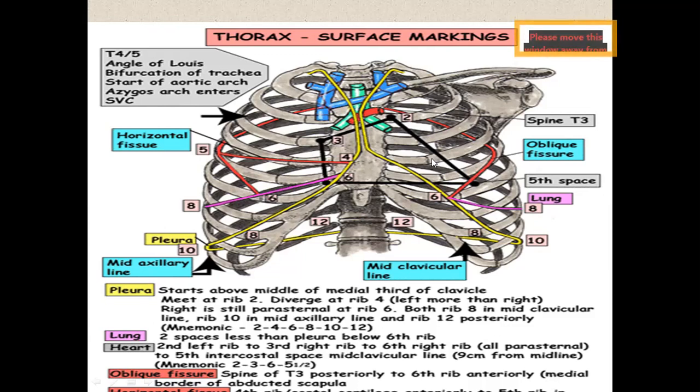Okay, so these are the borders of the heart. Base, we have right border, inferior border, left border. Pause the video and read these points, you will definitely understand. Then we have the oblique fissure, which we see in the left lung. For the surface marking, we start from the spine of T3 posteriorly to the 6th rib anteriorly. You have to keep the scapula in abducted position.